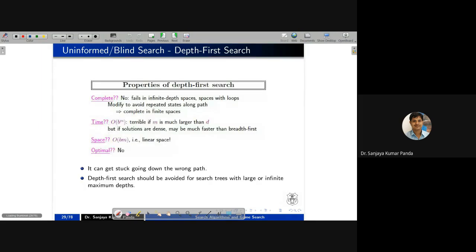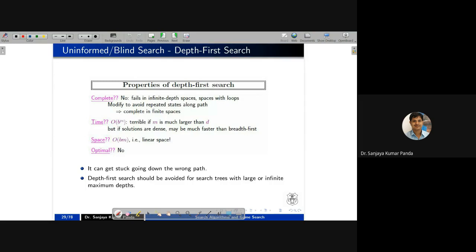Now, if I ask you the same 4 questions, what are the values of the search strategy in the case of depth first search? Let us come to the first one: whether this search is complete or not. Complete means if there is a solution, whether we can achieve that particular solution or not. The answer is no.